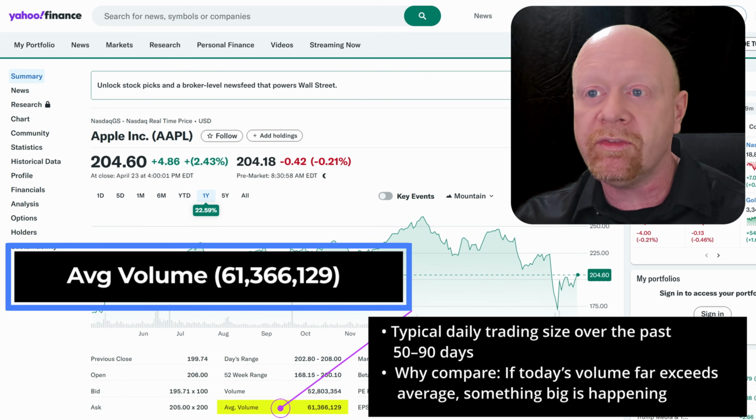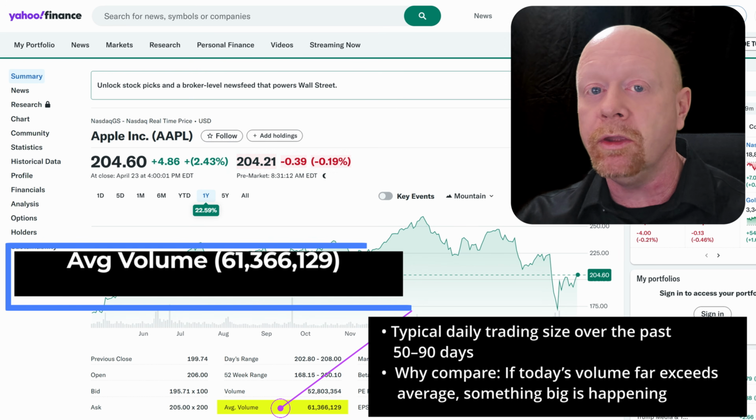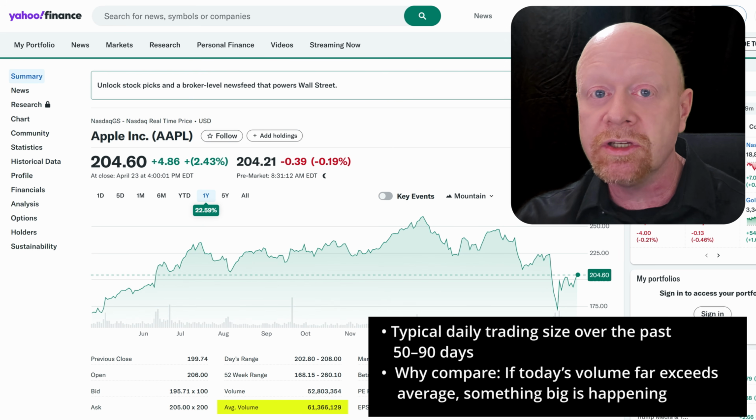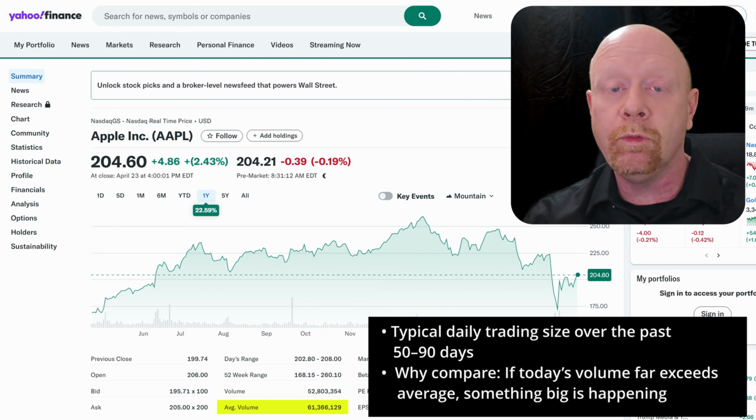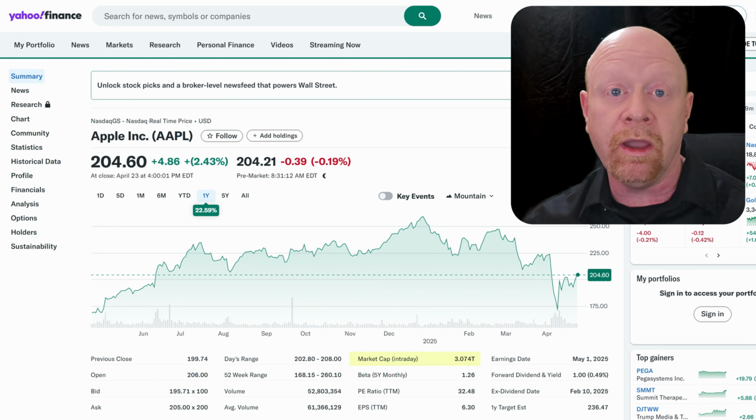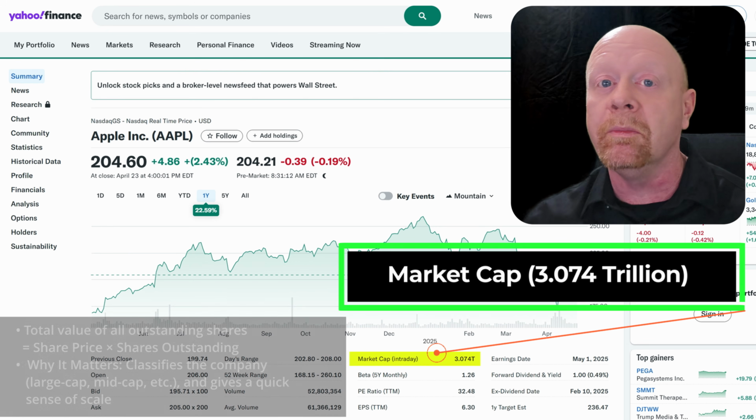Why you would compare this is if today's trading volume far exceeds the average, it could signal that something significant is happening with that company and stock. Number 9, and this is one of the more important ones, is the market cap.